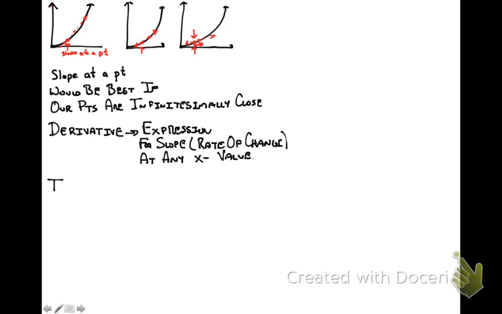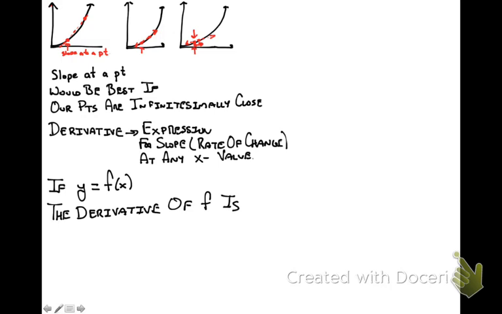Right? So if y equals f of x, the derivative of f is, the notation for this, and you really need to have this memorized, f prime of x, which is the notation for the derivative of a function, is equal to the limit as h approaches 0 of f of x plus h minus f of x over h.